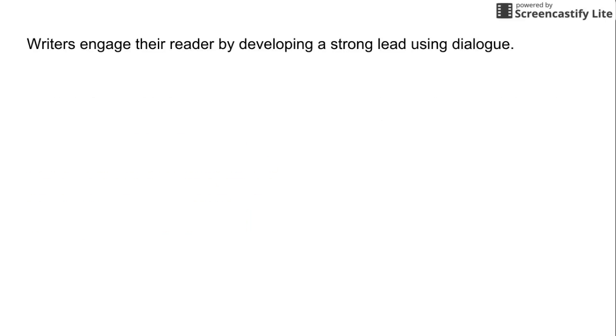Moving on. The next type of lead that seems to be the easiest to develop is using dialogue, where you have the character speaking, whether they are speaking and kind of mumbling to themselves or they're speaking to another character. You can use dialogue to truly engage the reader.